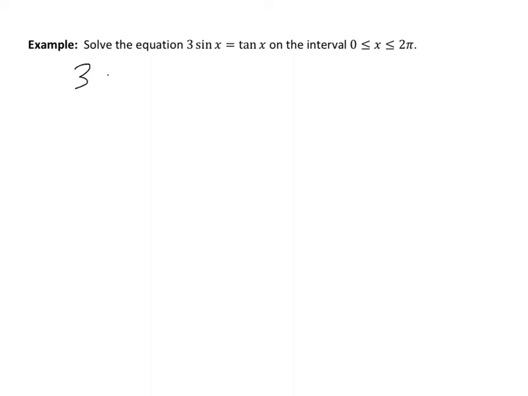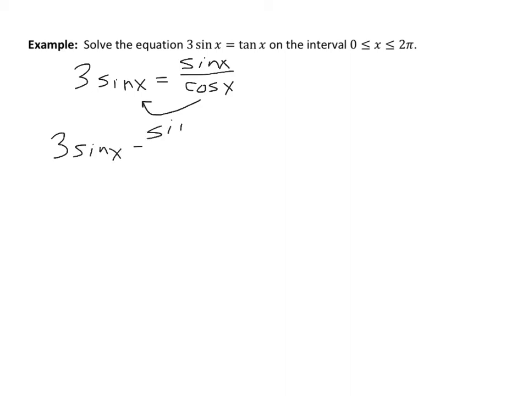So if I leave the 3 sine x here, and the tangent x on the other side, I make sine x over cosine x. Okay. My next thought is I really want to be factoring here. Factoring is almost always the thing that I'm going to use to crack these things and solve them. So I want this to be equal to 0. I'm going to subtract this sine x over cosine x to this side. Right? So now I'll have 3 sine x minus sine x over cosine x equals 0.